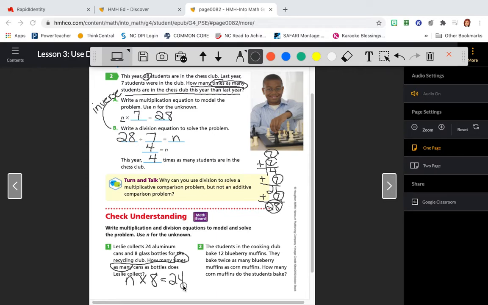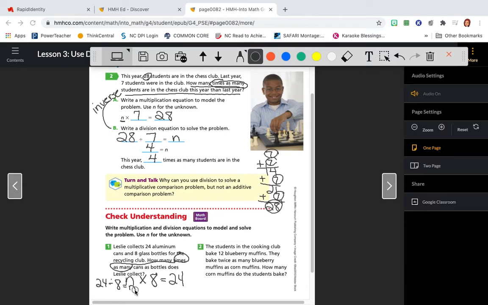Okay, so now we've got our multiplication equation, but we need to do an inverse operation. We need to undo that. We need to do the opposite. So we're going to divide now. So take the two numbers that you have in your equation, and how are you going to divide? You're going to say 24 divided by 8 equals n. I'm running out of space here.